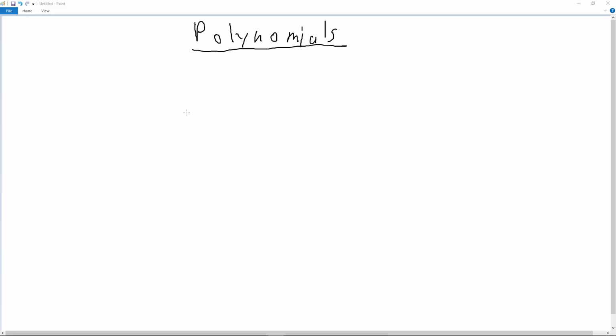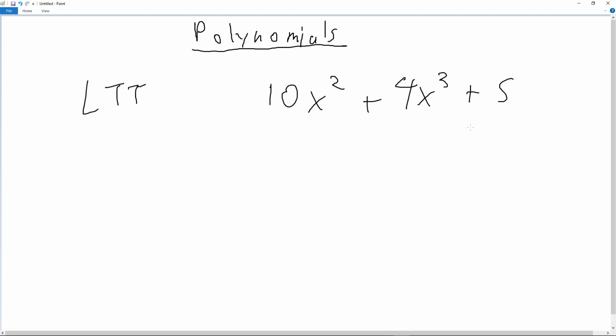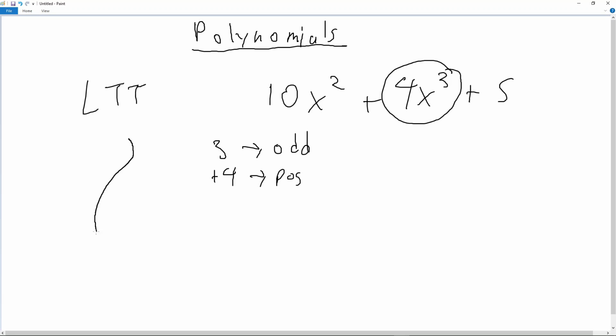A good way to determine how a polynomial would look when graphed is by using the leading term test, the LTT. Using this test, you look at the first term of a polynomial, or the leading term. In this case, let's have 10x squared plus 4x cubed plus 5. The leading term is the term of the highest degree, 4x cubed. Cubed means that it has an odd degree, and the positive 4 means that there is a positive sign. In this case, this polynomial would mimic a cubic, which looks like this, x cubed.